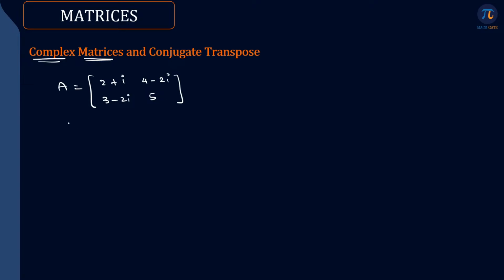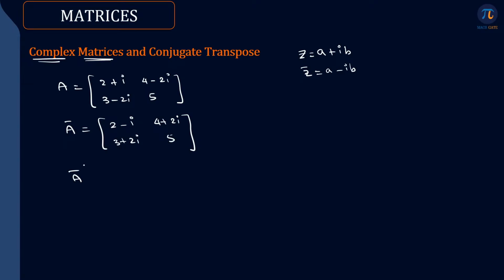Now, what is conjugate transpose? What does conjugate mean? For every complex number, you need to write its conjugate. Suppose A plus iB is the complex number, denoted by Z; the conjugate is denoted by Z bar. What is the conjugate, sir? A minus iB. So here it is 2 minus i, that is, plus is changed to minus. 4 plus 2i, 3 plus 2i, and 5 remains as is.